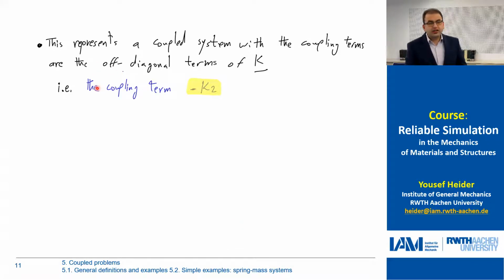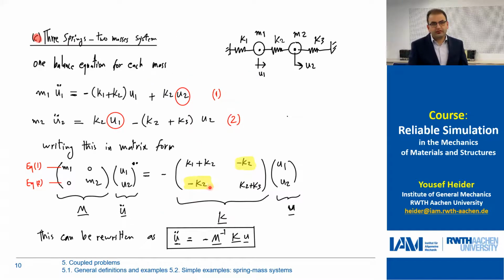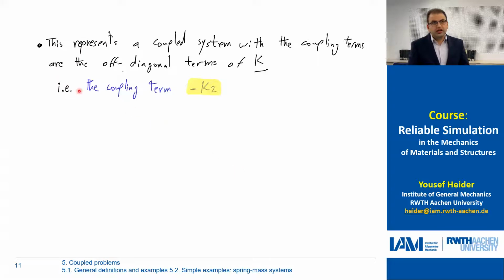So as I said, this represents a coupled system, with the coupling terms being the off-diagonal terms of K. So again, this is the off-diagonal, and this corresponds to the stiffness K2.